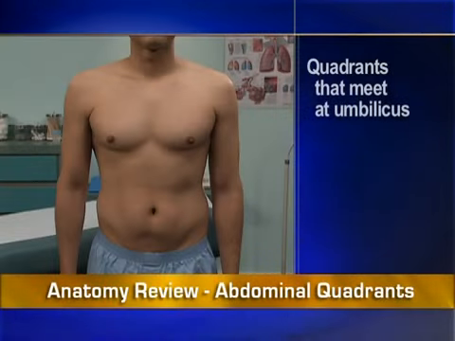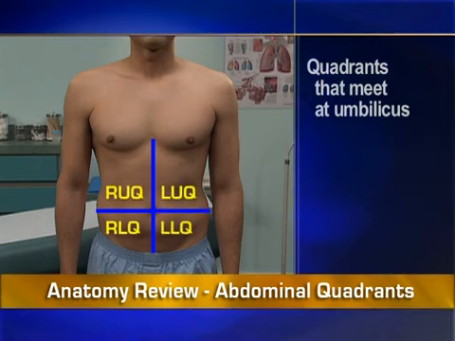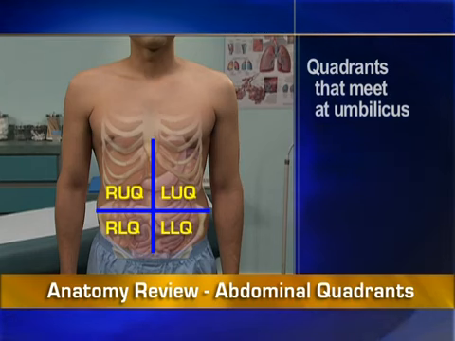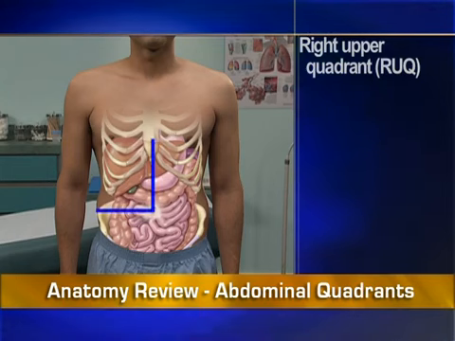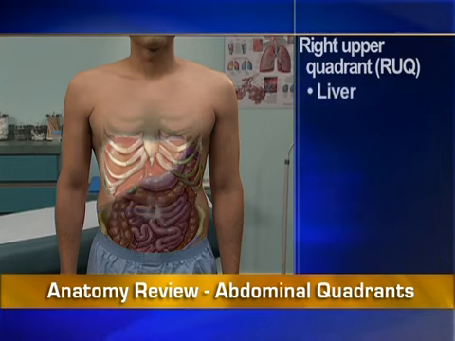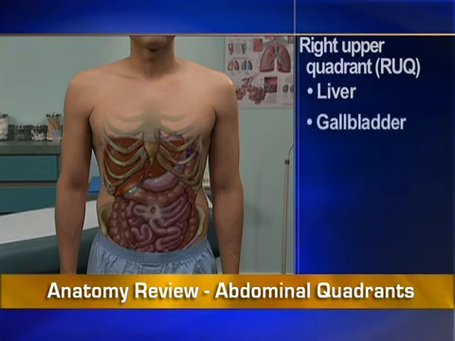For convenience in description, the abdomen is divided into quadrants that meet at the umbilicus. During the examination, try to visualize each organ that you listen to or palpate through the abdominal wall. Note that the small intestine is found in all quadrants. The right upper quadrant contains the liver, which fills most of the quadrant, and has a lower edge that may be palpable. Gallbladder, which is under the liver, just lateral to the midclavicular line.